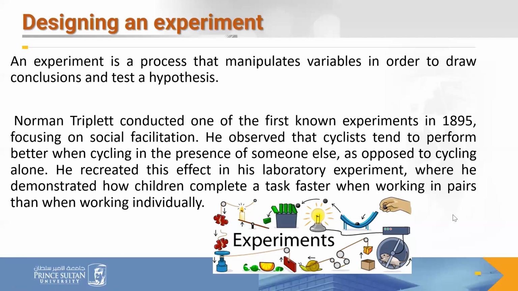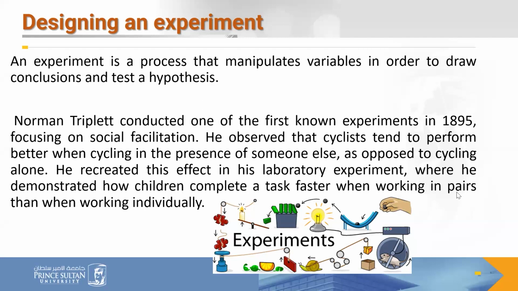Experiments are used in the humanities and the social sciences as well. One early example is when Norman Triplett conducted one of the first known experiments in 1895, focusing on social facilitation. He observed that cyclists tend to perform better when cycling in the presence of someone else as opposed to cycling alone. So he created this effect in his laboratory experiment where he demonstrated how children complete a task faster when working in pairs than working individually.